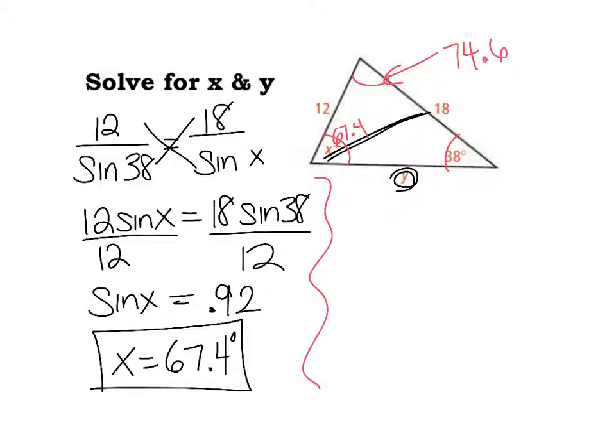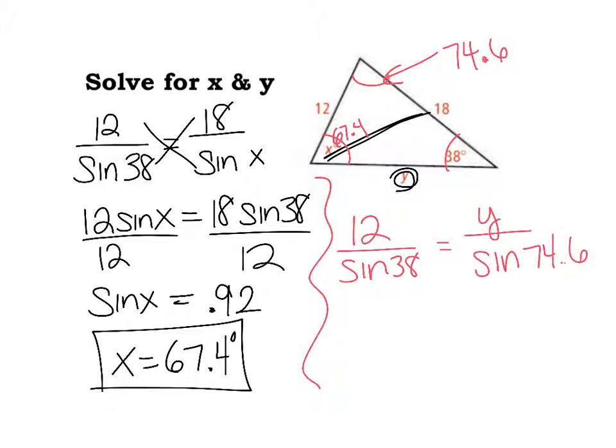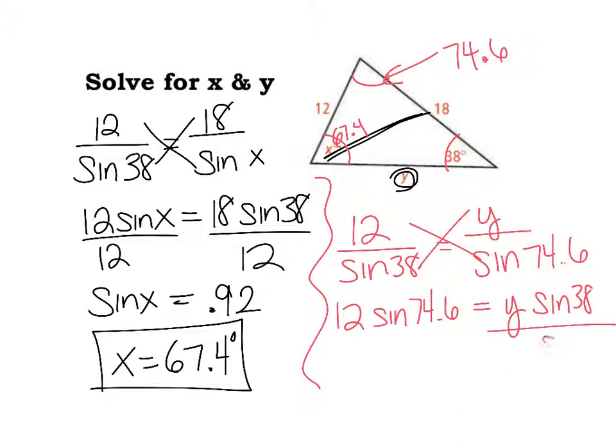All right, part 2. I go back to my 12 over the sine of 38, because that's my given ratio that I know. And then I'm going to say y over the sine of 74.6, because that's across from the y. Now you do your cross products. So 12 times the sine of 74.6 equals y times the sine of 38. If I'm going to solve for y, I'm going to have to divide by the sine of 38.